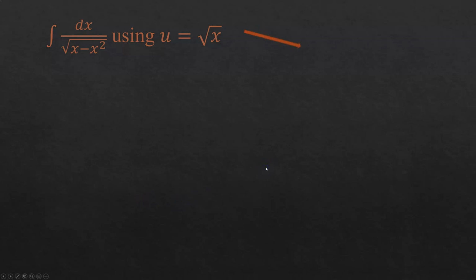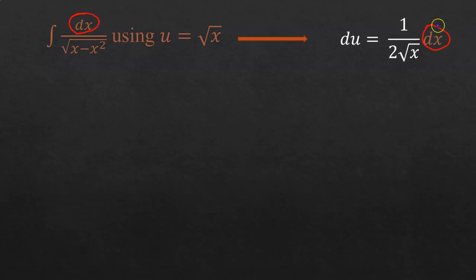So, well, if u is square root of x, then we know du is 1 over 2 square root of x dx. Here we only have dx on the numerator, so we're going to go ahead and solve for dx. So dx would be 2 square root of x du, and then square root of x we know is u. So dx is 2u du. So we deal with that one, that's good.